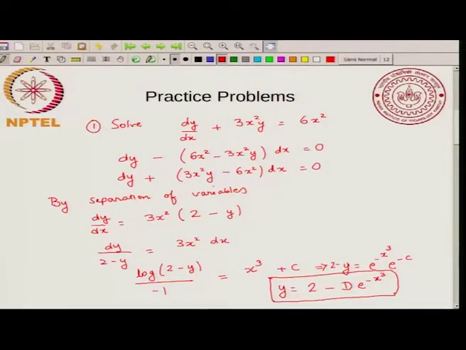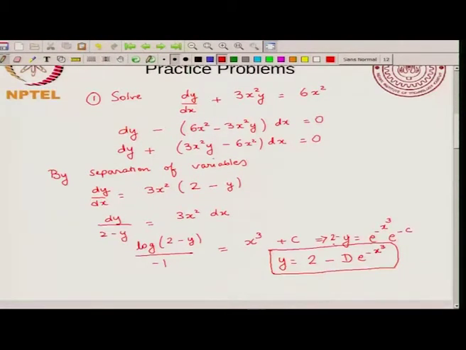Now, what I will do for illustration is to solve the same equation using a slightly different procedure, where we will use the integrating factor. So, the same equation where we know the solution. We know that the solution has this form y equal to 2 minus d e to the minus x cube, where d is some arbitrary constant, and to determine d you need some boundary condition. Now let us try to solve this using a slightly different procedure.